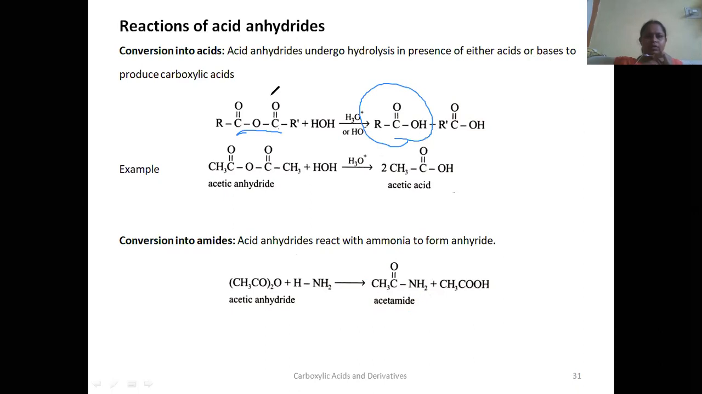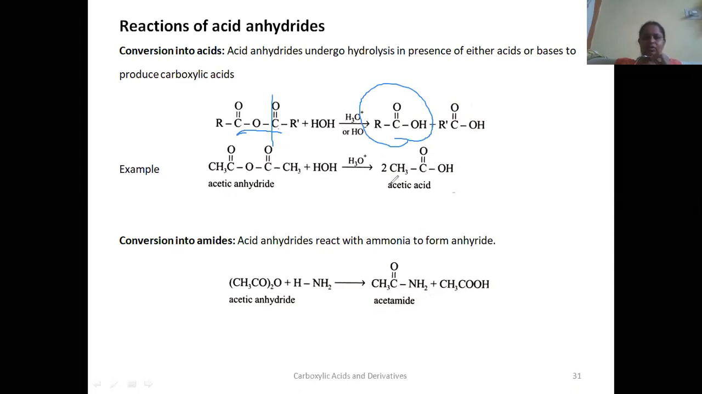The bond will be broken here or here. In RCOOH, one oxygen will take up hydrogen and this group will take up this OH, forming R dash OH, resulting in carboxylic acid. For example, acetic anhydride. This anhydride is derived from acetic acid. You can see here, when you hydrolyze this, you'll get back this acetic acid.